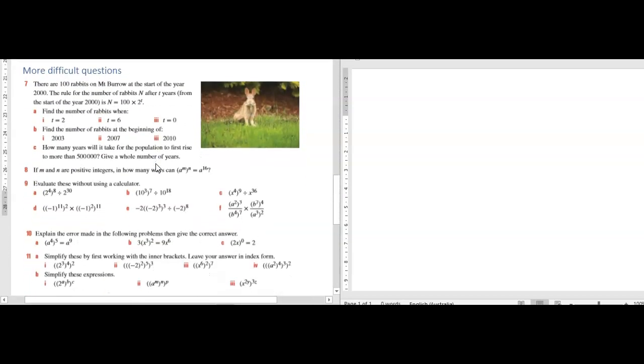Okay, so let's go through some of the difficult questions. Question 7. There are 100 rabbits on Mount Burrow at the start of the year 2000. The rule for the number of rabbits n after t years from the start of the year 2000 is n equals 100 times 2 to the power of t. First of all, find the number of rabbits when t equals 2, t equals 6, and t equals 0.